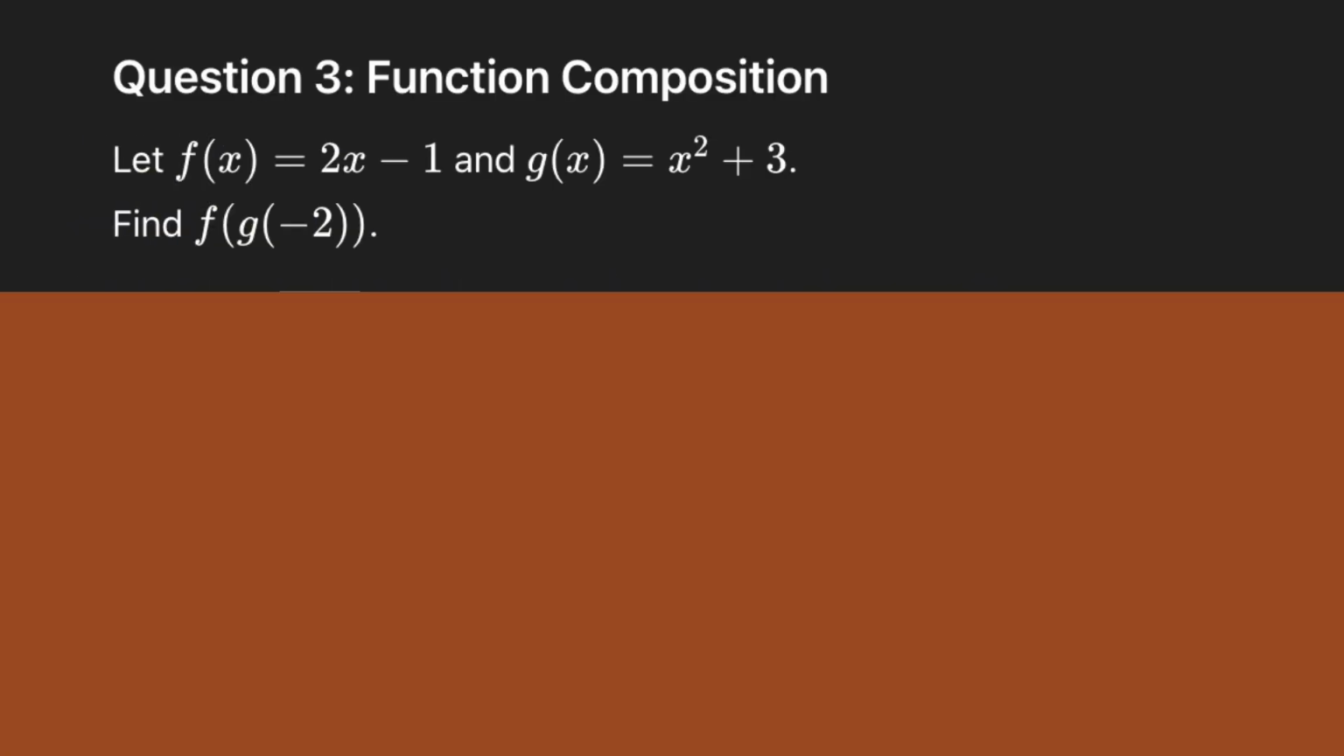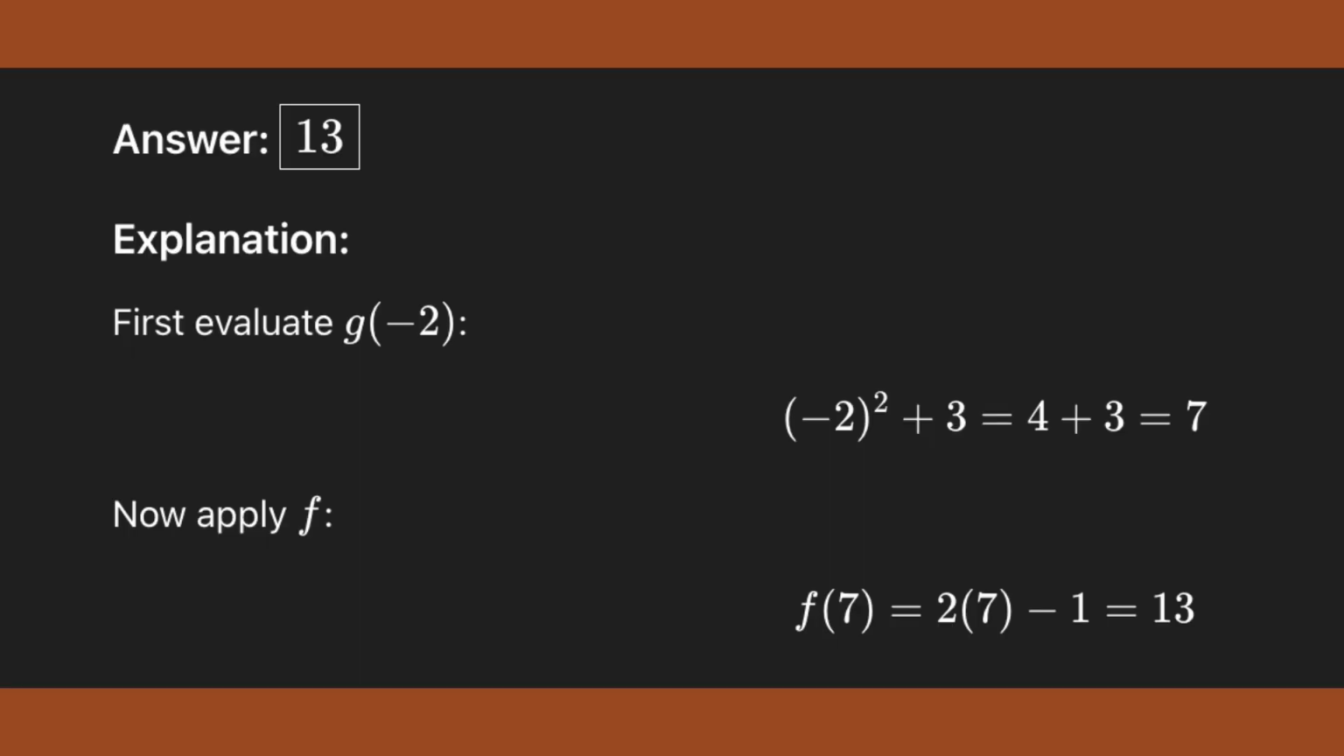Question number 3, function composition. Let f of x equal 2x minus 1 and g of x equal x squared plus 3. Find f of g of negative 2. Take a minute to pause the video and figure out your answer. If you got 13, you are correct.